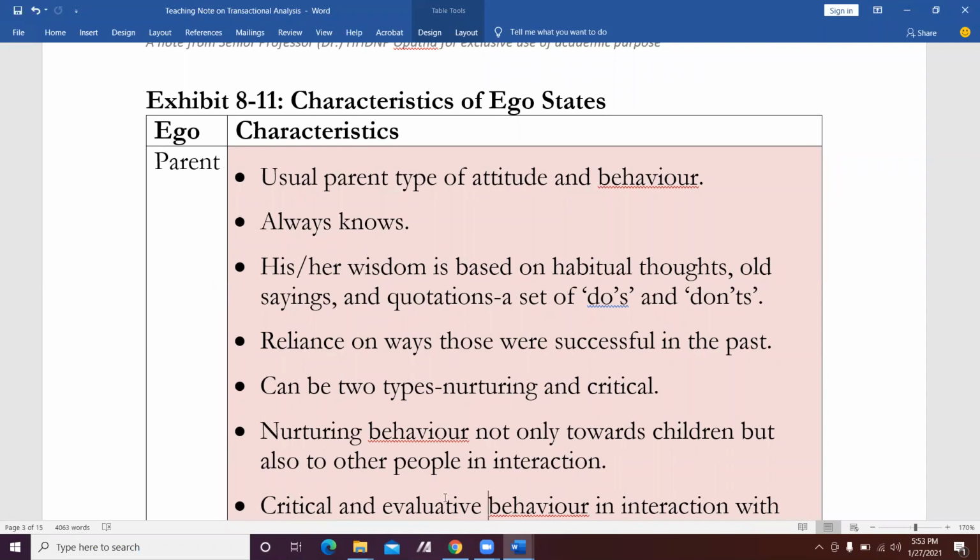Okay, go to parent. These are the characteristics. Usual parent type of attitude and behavior: always knows. So normally, if your father is a well-educated person, many times you must have experienced that he thinks he always knows. His or her wisdom is based on habitual thoughts, sayings and quotations, a set of do's and don'ts.